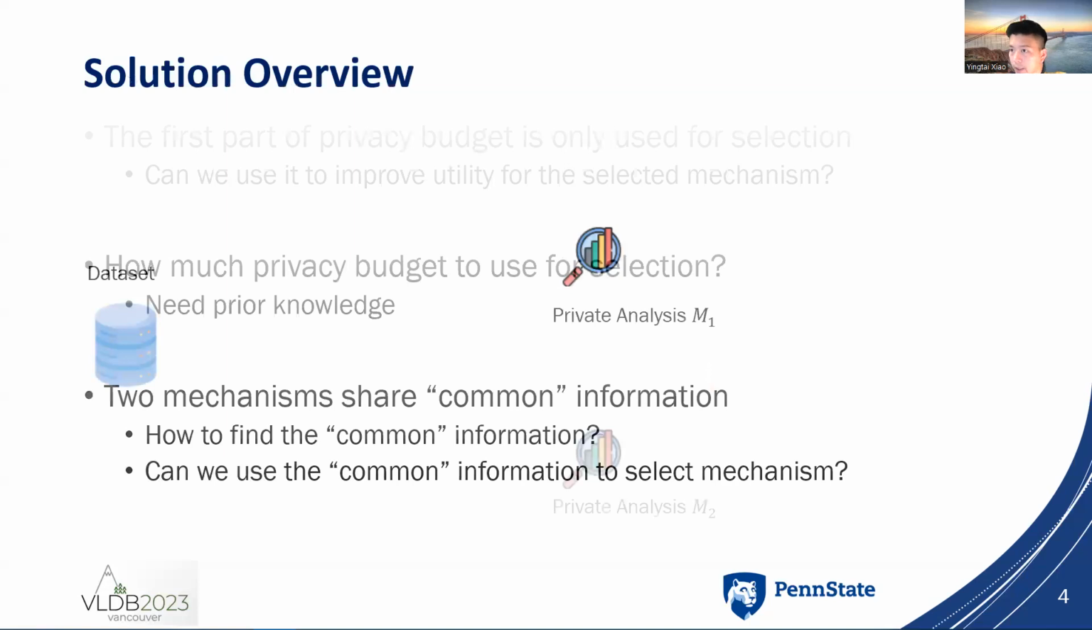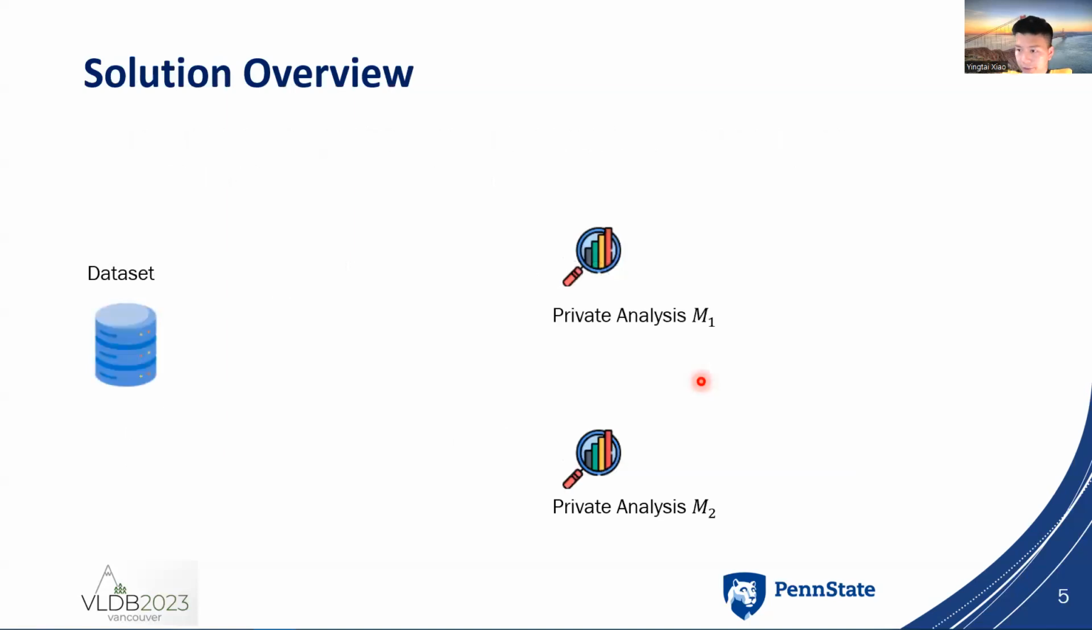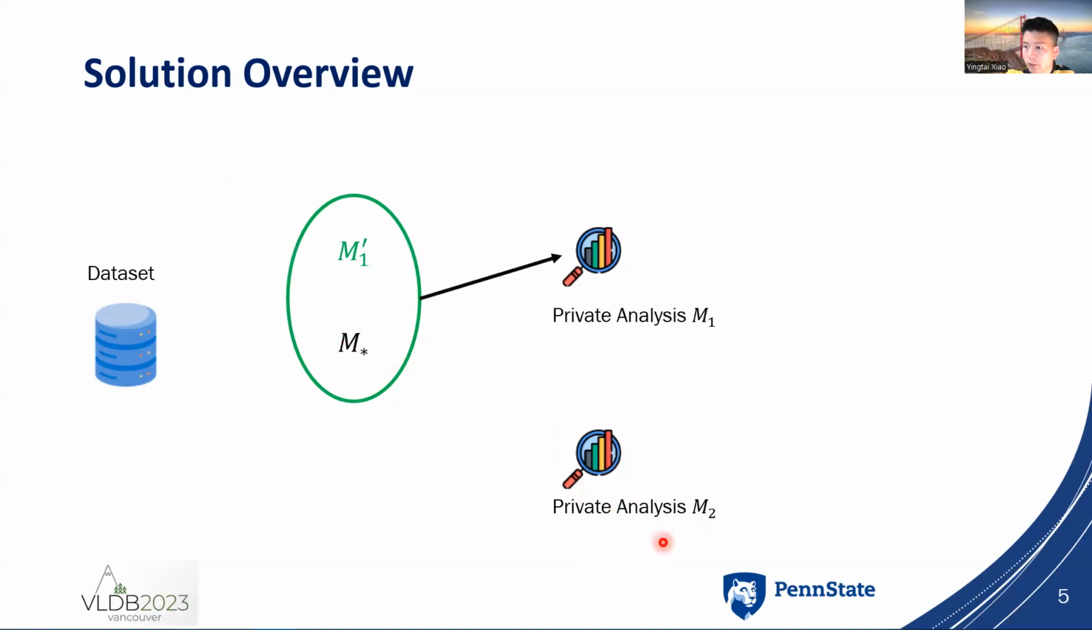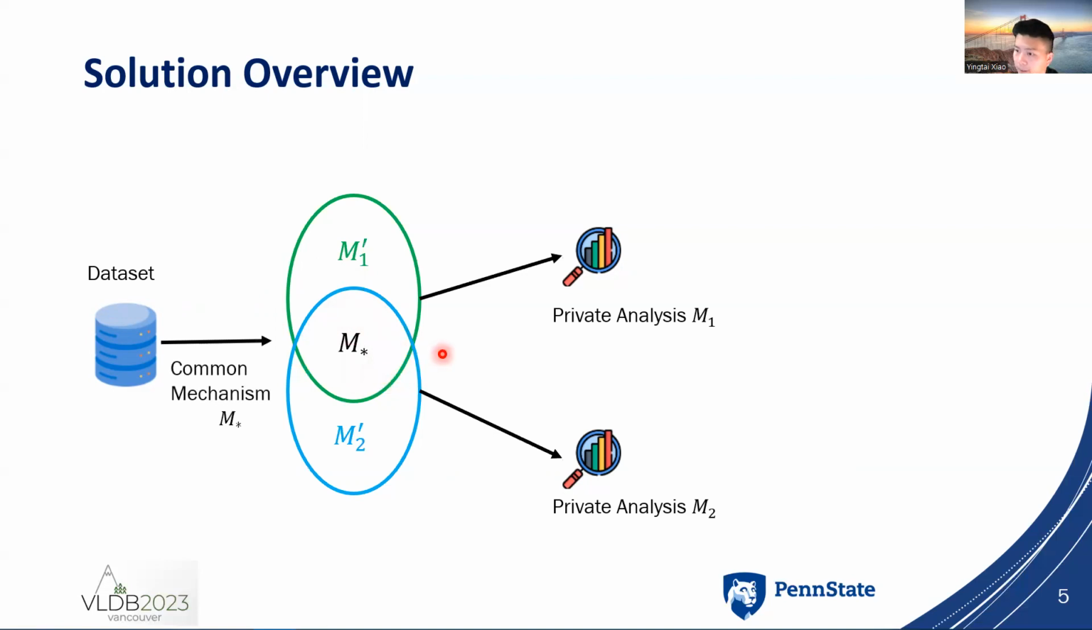So in general, the solution looks like this. Suppose we have mechanism one, and we try to decompose it into two parts. The first part is M star. Also for mechanism two, we try to decompose it into two parts, and we would find that M1 and M2 possibly share the same part of the information. These two types of query can share some common information, which we call the common mechanism.